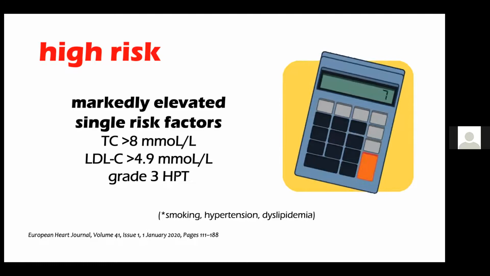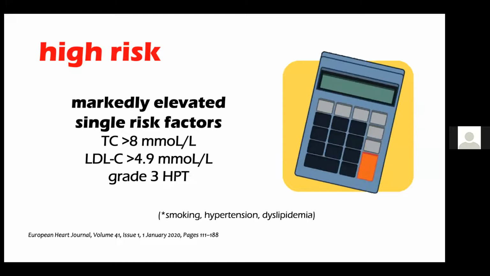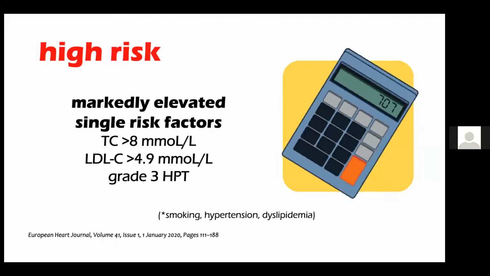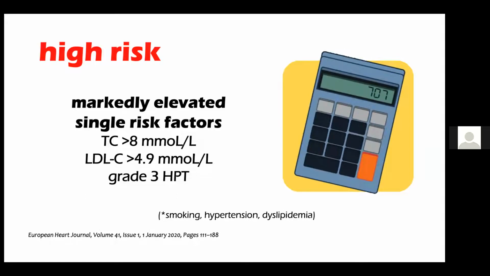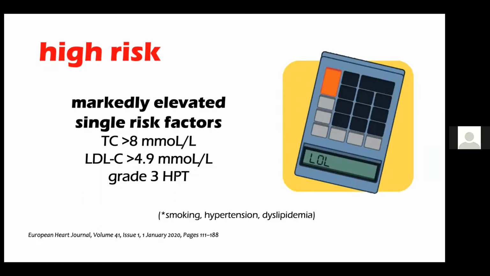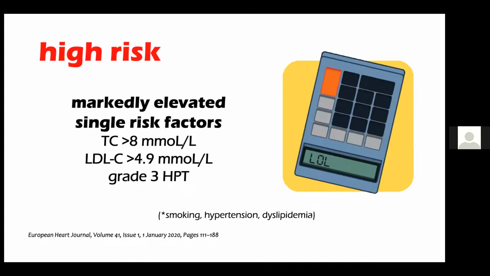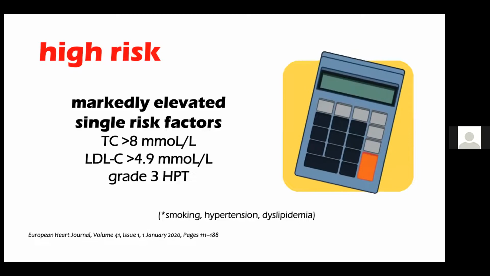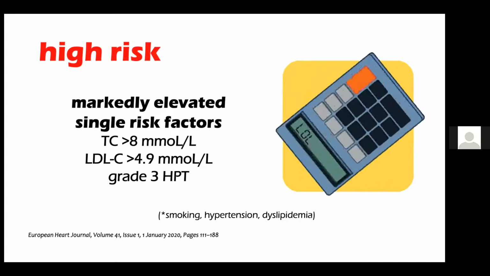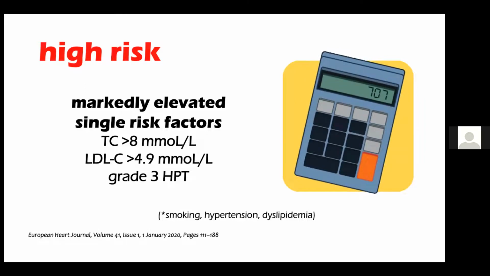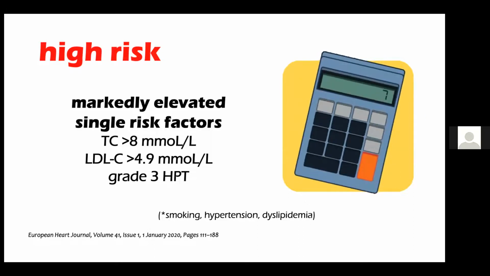So in the South African document, you will only see grade 3 hypertension, but when you read international papers, they also consider every single patient with a total cholesterol of greater than 8 to be high risk. Just that single risk factor, in the absence of everything that we've spoken about, puts your patient at high risk.